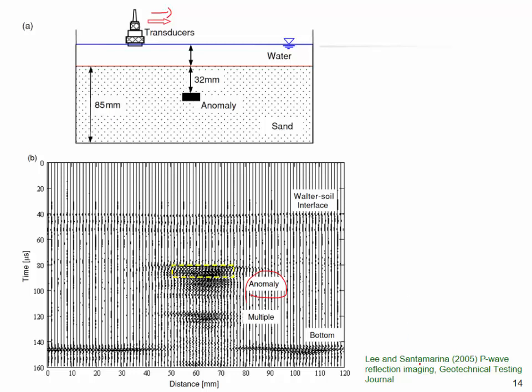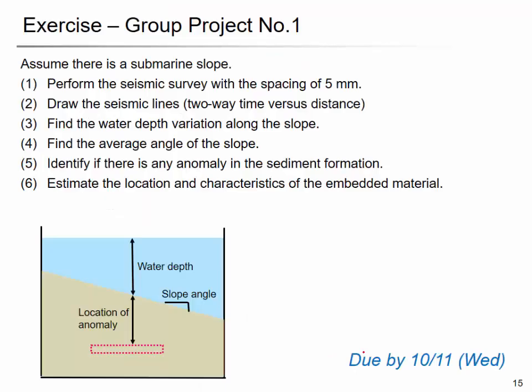So please read this paper. This paper is very useful. I can send you one. So the exercise is that you're going to make a slope. Probably we'll prepare the slope. And then using the slope and with the same setup, you find out the surface profile and the average angle. And I'm going to put some anomaly also inside the soil, and then find out whether there is a high impedance material or a low impedance material. And that's due by October 11, after Chuseok.